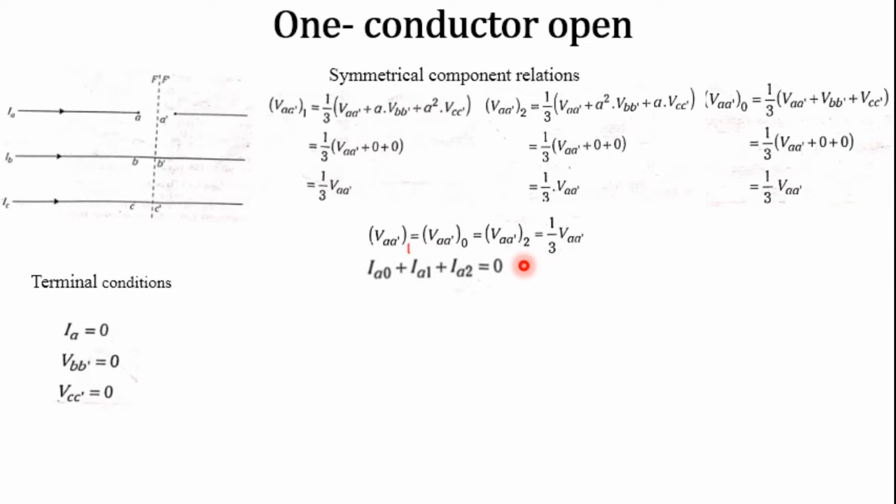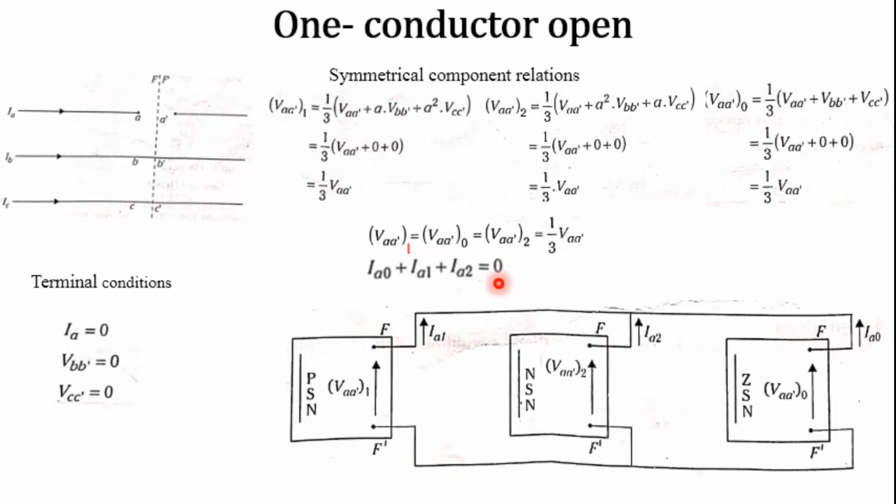So hence these three sequence networks should be connected in parallel because the currents are going to add up. You can see that the PSN is parallel to the NSN and the NSN is parallel to the ZSN, because the current flowing is I1 in one, I2 in the other, and for the ZSN the current flowing is IA naught, which is going to add up. So this is the condition subjected to one conductor open.